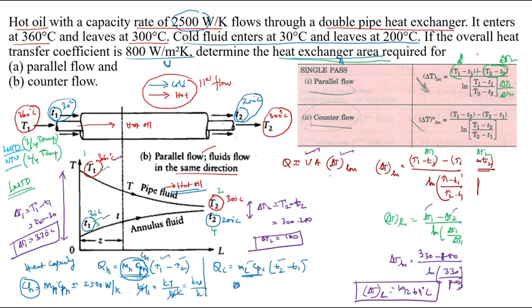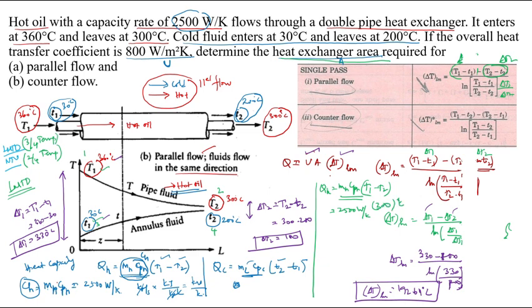With the parameters given, QH is equal to mH into Cph into T1 minus T2. Here this is given as 2500 watt per Kelvin into the temperature difference. You can substitute in Kelvin or degree Celsius because it's per degree or per Kelvin. So the difference is 360 minus 30, that is 300 Kelvin, or 300 degrees Celsius.